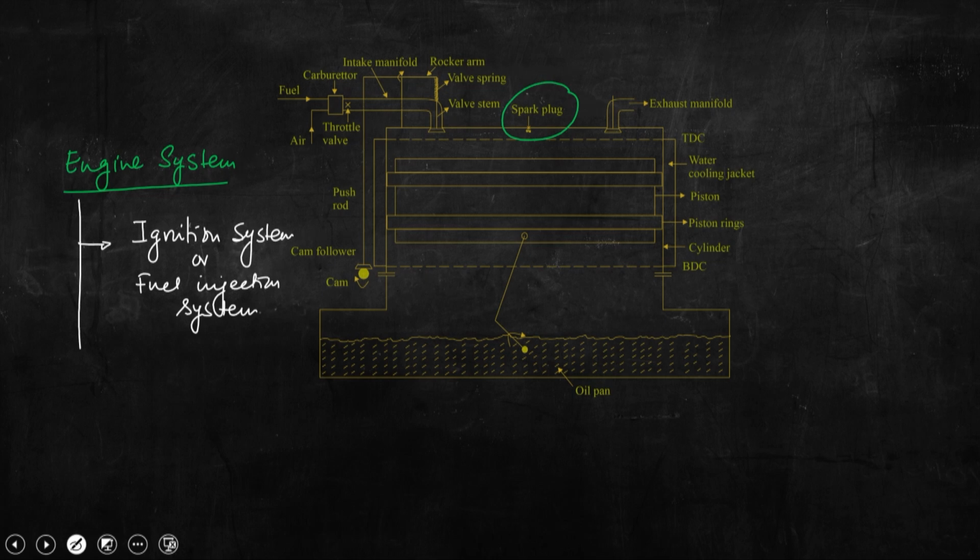Ignition system is for the SI engines. Similarly, fuel injection subsystem will be there for the CI engines. Then second, so this is one. Second is the lubrication system.